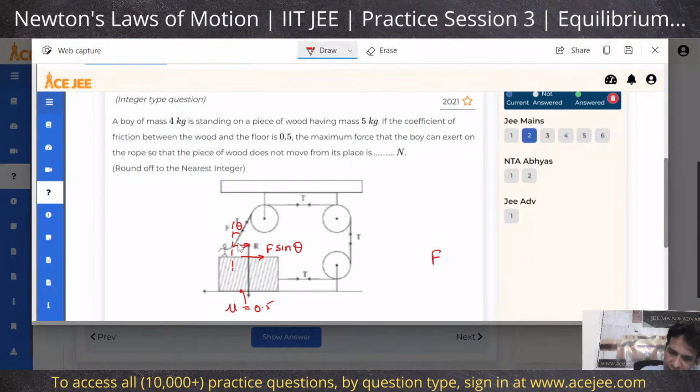So which means that as far as the boy is concerned, let's see. If you do the free body diagram for the boy, the boy is 4 kg, right? So it's 4g acting downwards with a normal force acting upwards. This is N1, and there's another force acting in that direction, that is F cos theta.